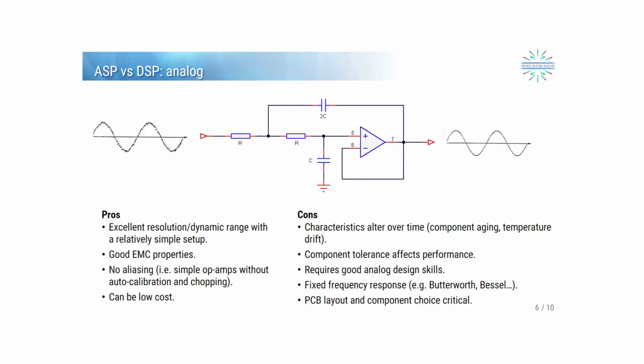Analog designs can be cheap, but there are several significant disadvantages that affect filter performance, such as component aging, temperature drift, and component tolerance. As with so many things in this world, good performance requires good analog design skills and good PCB layouts. And as a closing remark, one big minus point is that the frequency response remains fixed. That's the case of a Butterworth filter will always be a Butterworth filter. Any changes to the frequency response would require physically changing components on the PCB, which isn't really ideal.